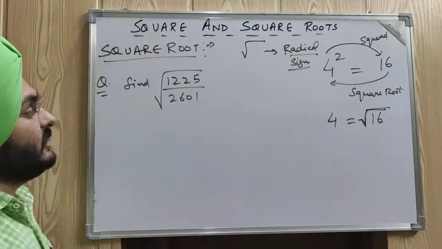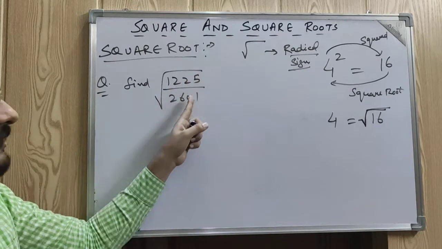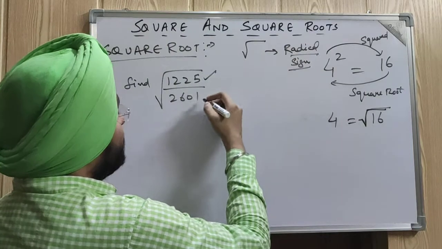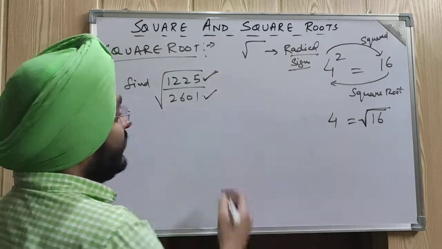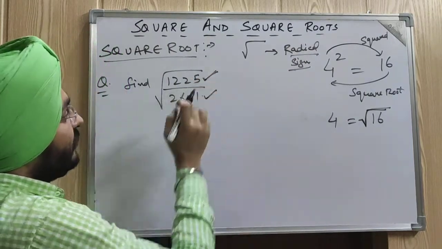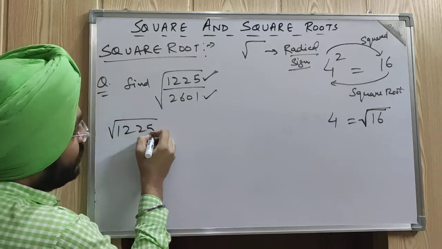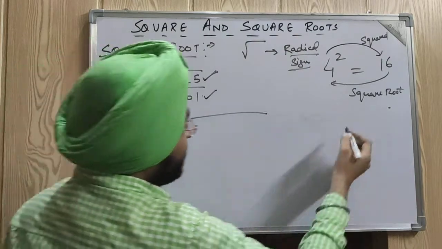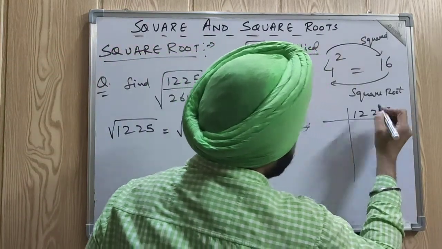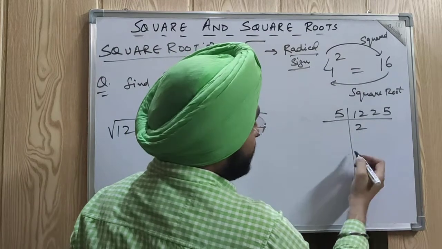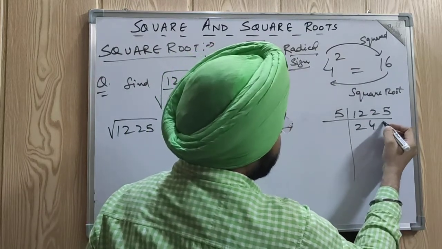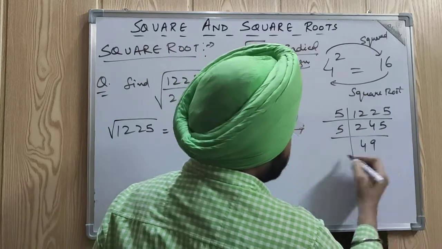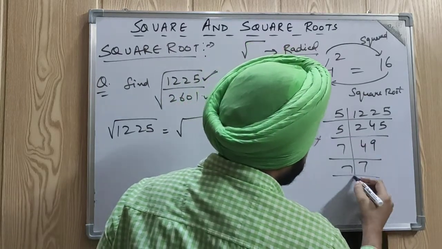Now he is saying in this question, find the square root of 1225 divided by 2601. In this type of question, find the square root of the numerator as well as the denominator first. For the numerator, firstly you have to do the prime factorization of 1225. Start with 5: 5 times 5 is 25, 5 times 49 is 245, 5 times 9 is 45, so 7 and 7, 1.